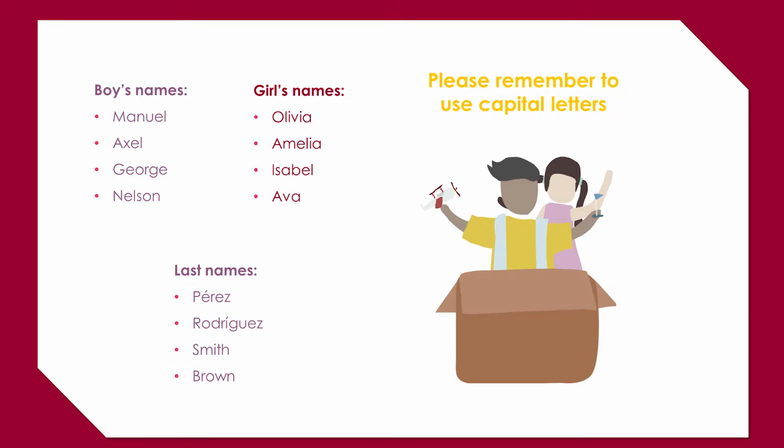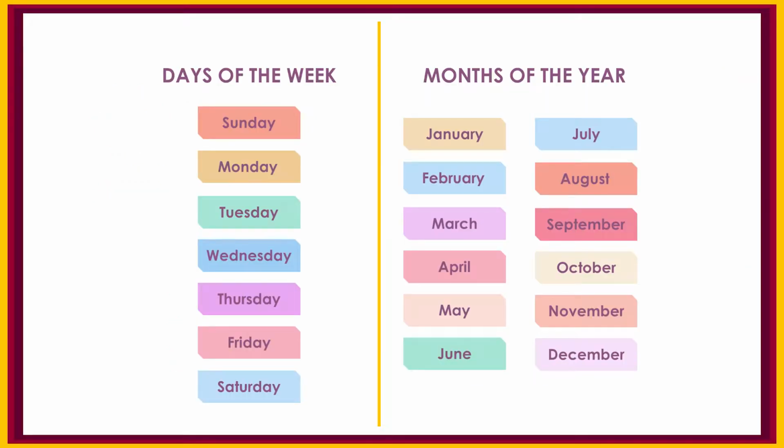Boys' names: Manuel, Axel, George, and Nelson. Girls' names: Olivia, Amelia, Isabel, and Ava. And finally, last names: Perez, Rodriguez, Smith, and Brown. All of them start with a capital letter. The names of the days and months are proper nouns and should always be capitalized.